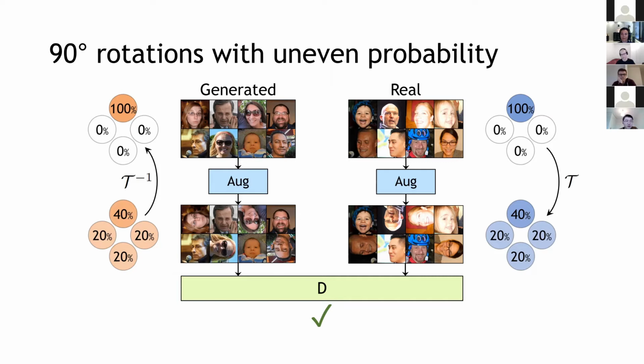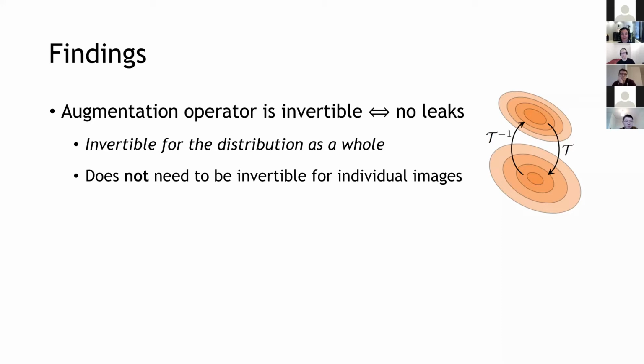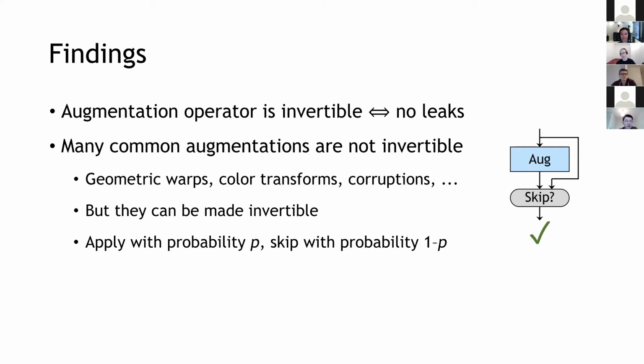So at least in theory, things will be fine as long as the operator is invertible. Note that it's enough if it's invertible for the distribution as a whole. It doesn't need to be invertible for any individual image. In the paper, we analyzed many augmentations commonly used in deep learning, and we conclude that they are not invertible on their own, but it also turns out that they can all be made invertible with the same trick that I just showed. So we select some probability p less than 1, and then we'll simply toss a coin, sometimes skip the augmentation with probability 1 minus p, or apply it with probability p.